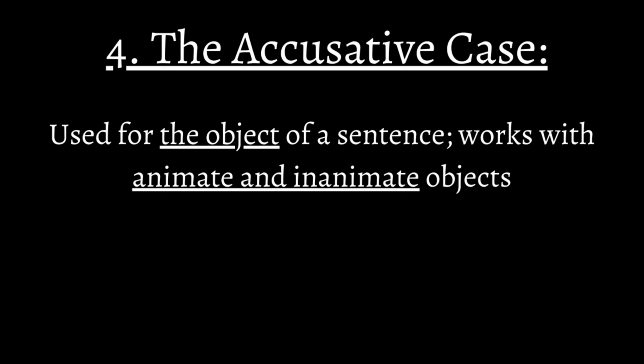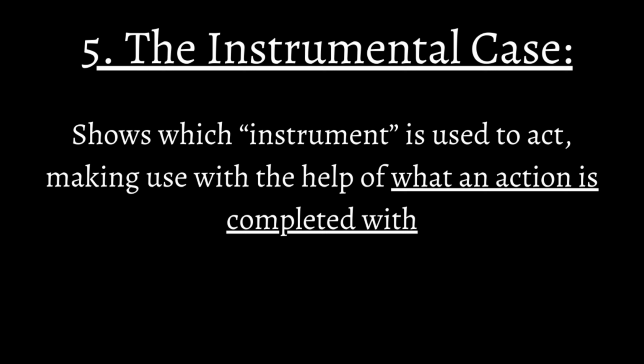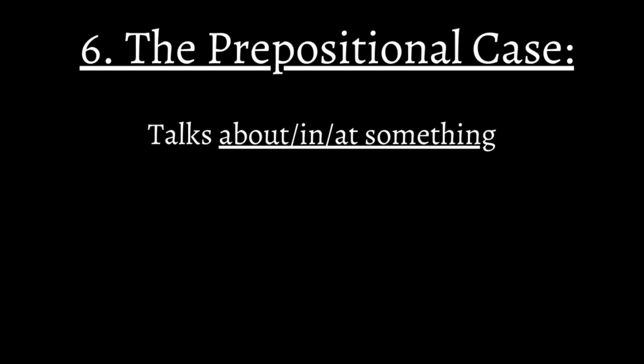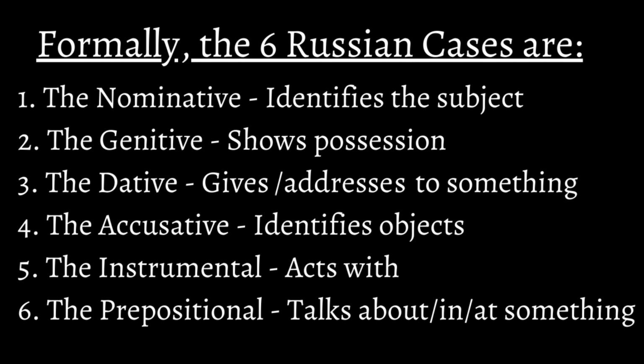In English, we tend to use the accusative with pronouns, but in Russian, all nouns can be used in the accusative. The instrumental case shows which instrument is used to act, basically making use with the help of what an action is completed with. The prepositional case simply talks about something. Now, I'm not going to give specific examples in each case, but in the next videos, I'll explain each case more specifically, just to give you a full understanding of what each case does and when to use it. I've decided to first show the formal definition of each case to give you a sense of what to expect when these cases are put into context.